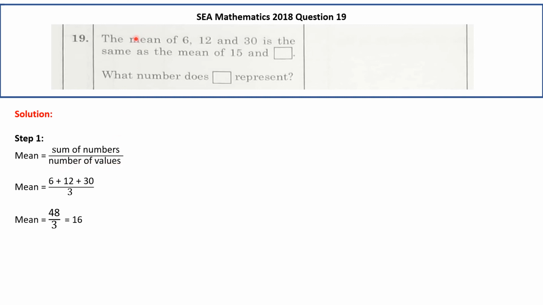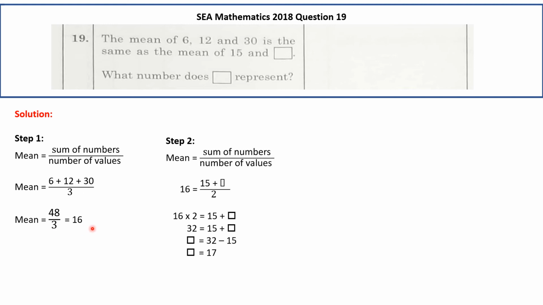So in this case, the first mean would be 6 plus 12 plus 30, and it's 3 numbers, so we divide by 3. So that means that the mean is 16. Step 2, we want to find out what the box is. So we write back the formula again, and now we substitute the values that we have.